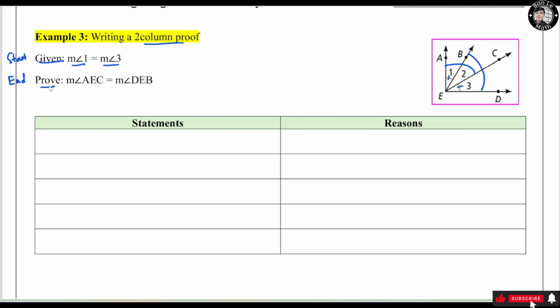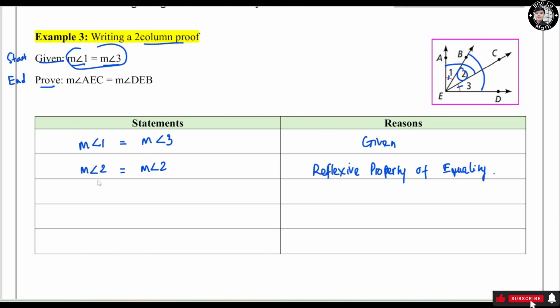So keep that in mind. So right here, the first one, we need to copy this one down, right? And we're going to explain it right here, given, right? Now next one. We have angle 2 congruent to angle 2 by reflexive property of equality. Now we're going to add this up vertically. So we have the measure of angle 1 plus the measure of angle 2 equals the measure of angle 3 plus the measure of angle 2, right? This is called addition property of equality.